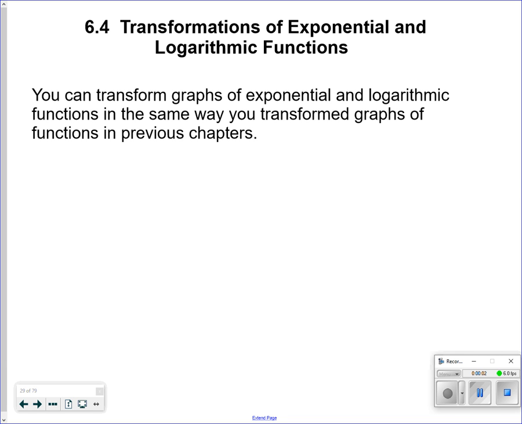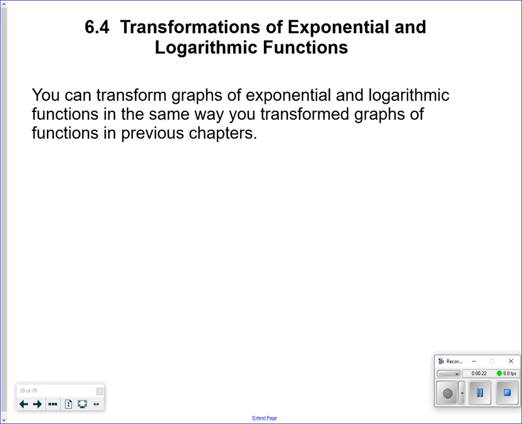Okay, welcome back, Hononegah. Honors Algebra 2, Section 6.4, Transformations of Exponential and Logarithmic Functions. Just like any other graphs that we have done throughout this year, we've always talked about how we want to do any transformation. So the things that we have done in previous chapters still apply with exponential and logarithmic functions.